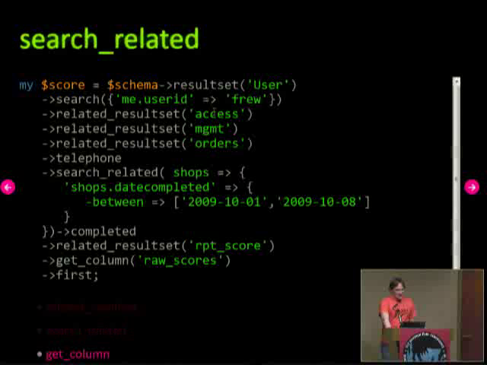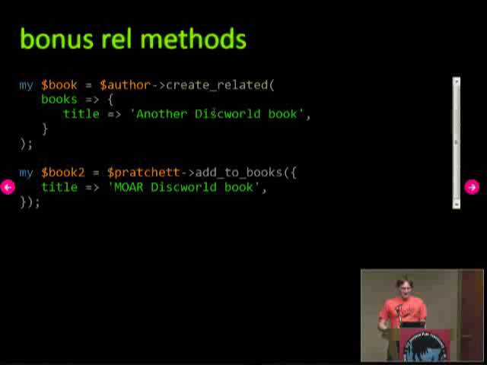Okay, I'll talk about getColumn a little bit next, or in a bit. Bonus relationship methods, these are just handy things. When you create a related object, you can either use create related, so you're saying I want to create related books, or you can use add to books, which is just a shortcut that does the same thing. Just handy little methods that save you time.